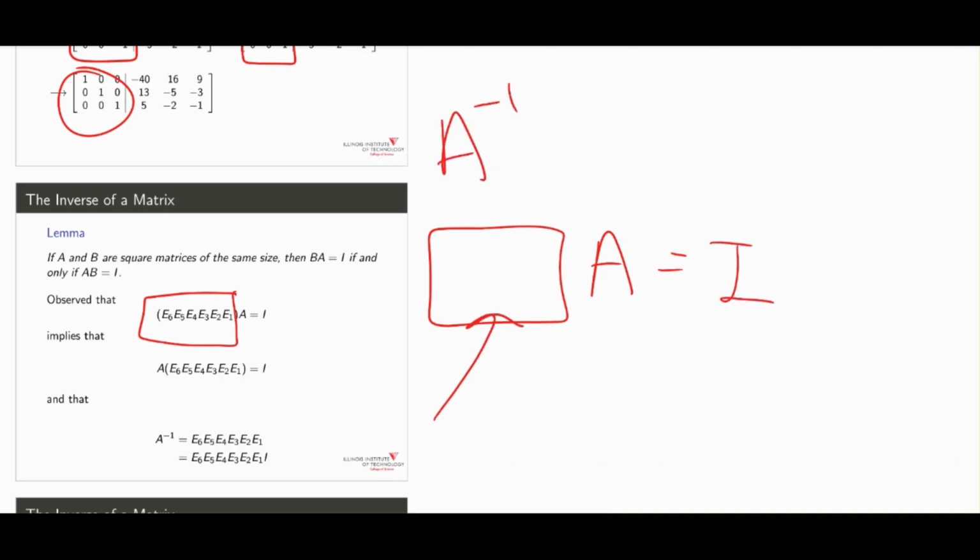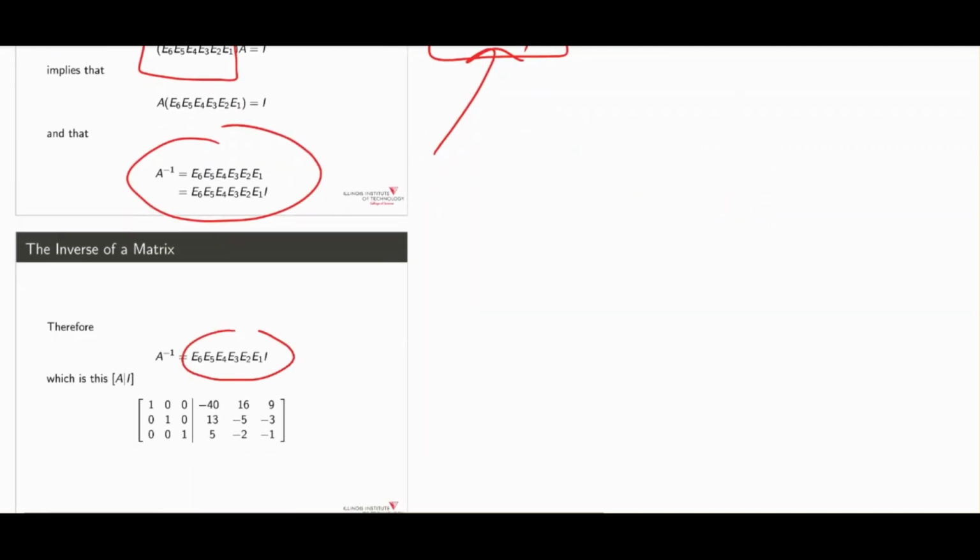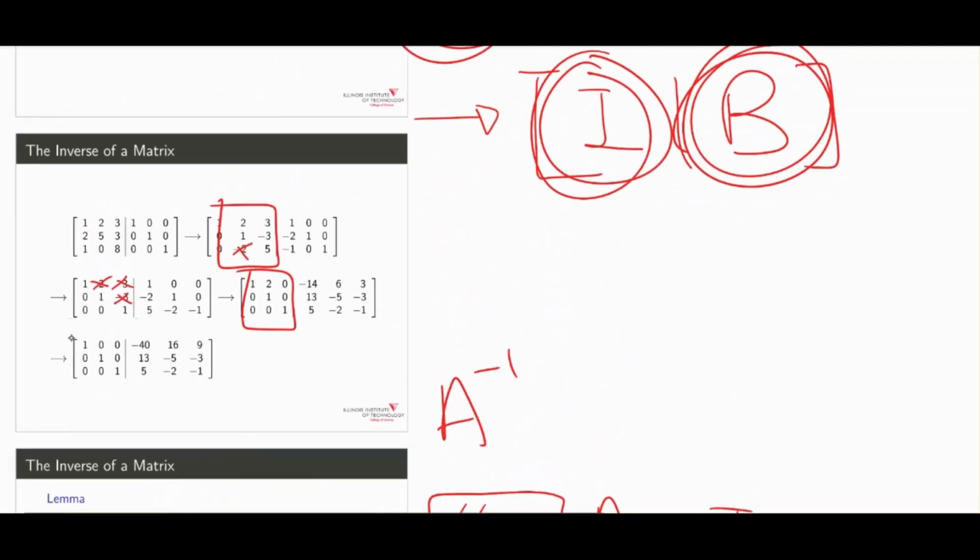So what is A inverse? A inverse is this entire thing. So A inverse is E6, E5, E4, E3, E2, E1 I. And what is this? Because when you do these operations, let's call this first operation E1, and then you do E2, and then you do E3. When you do the row operations, when you kill off these numbers, you do the row operation on this entire row right here, correct? This entire row, you're doing a row operation like this.